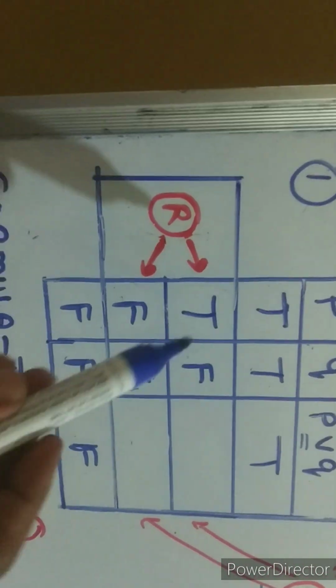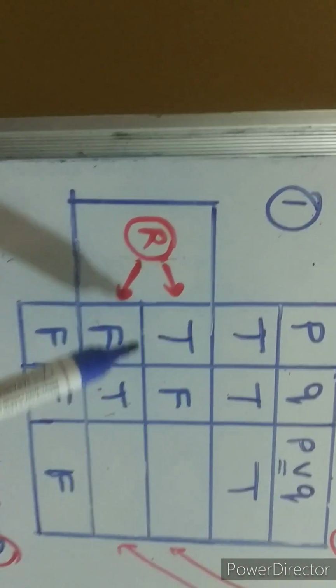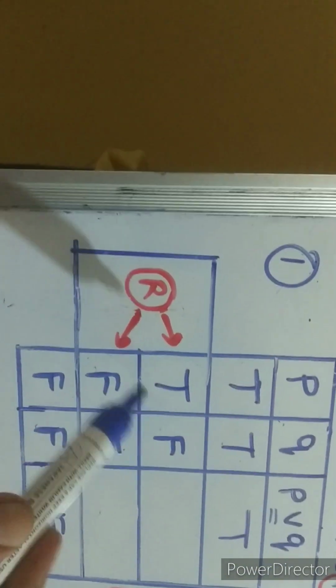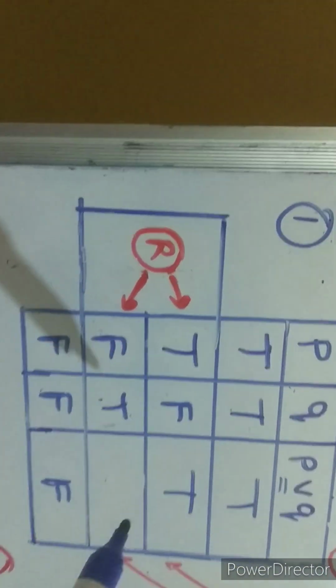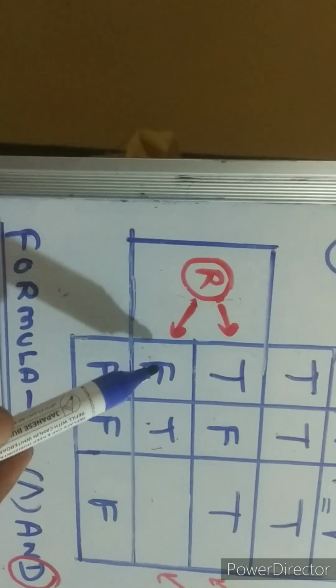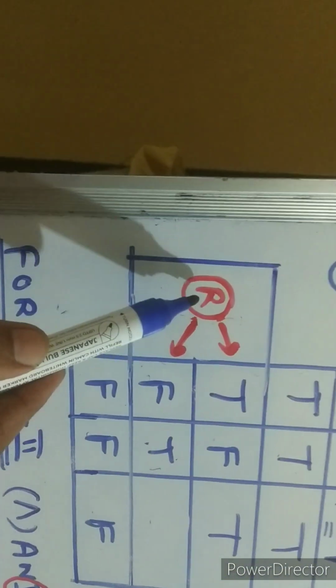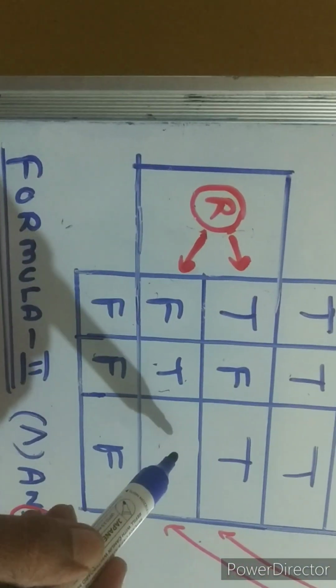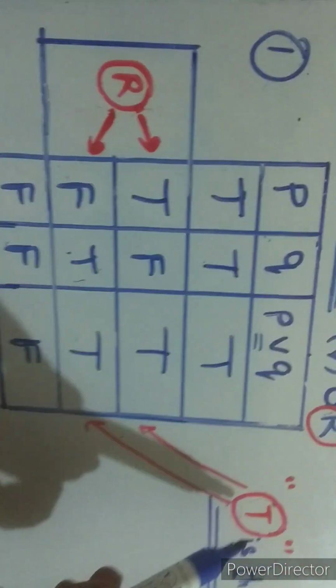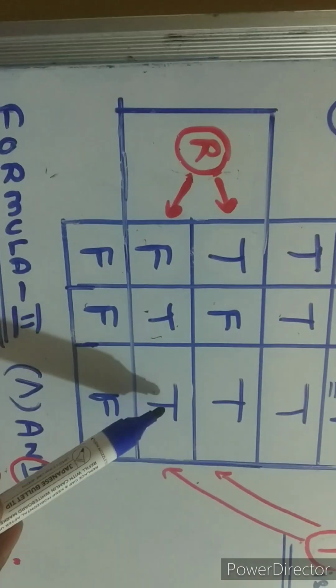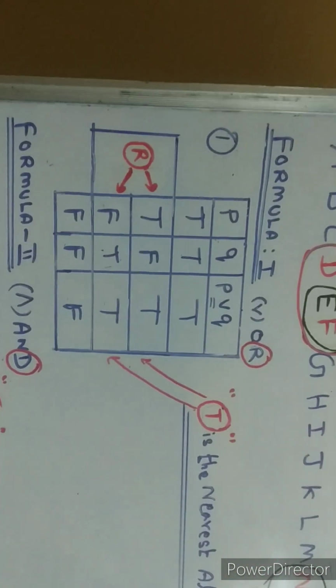Now compare with these two letters. T is the nearest alphabetic letter to R, so what is the final answer here? T. Next compare with this row: F and T. T is the nearest alphabetic letter to R, so the answer is T. Based on that we fill in T, T, T and finally F. Now formula 1 is completed.